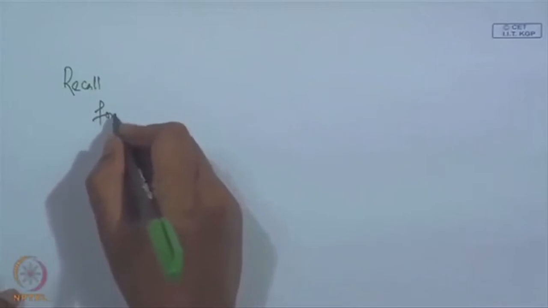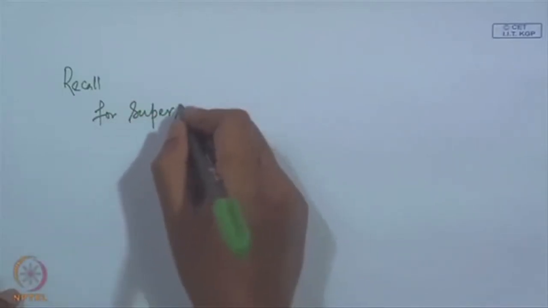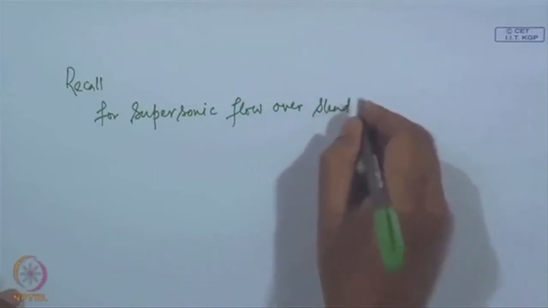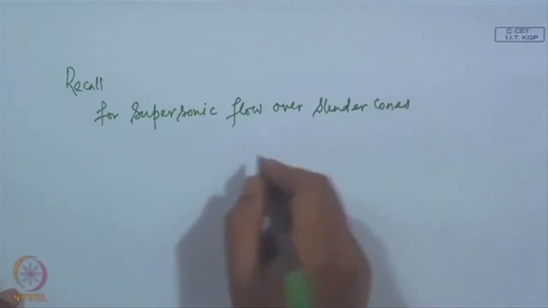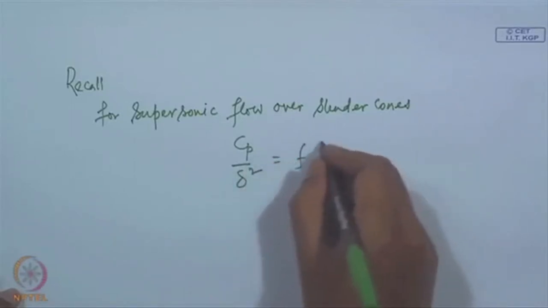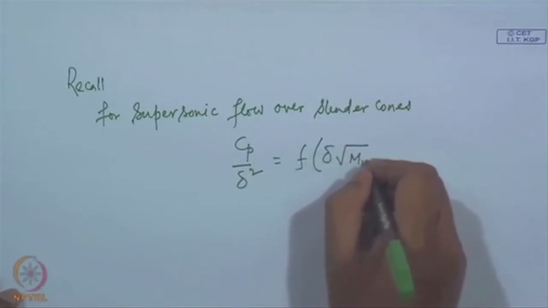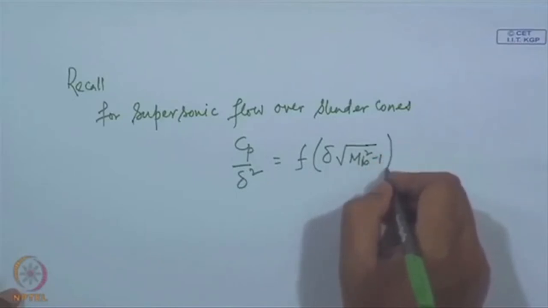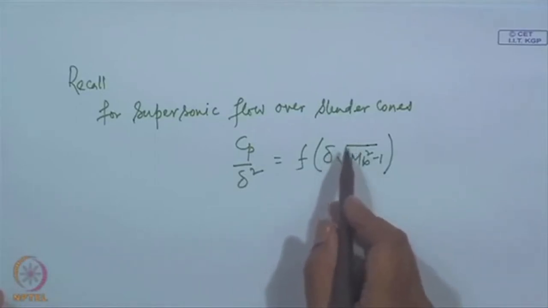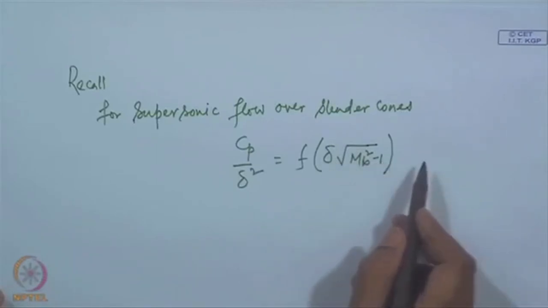Particularly, we may recall for supersonic flow over cylinder cone, we had Cp by delta square is a function of delta root over M infinity square minus 1. In particular, for slender cone, this function is explicitly known, which is log of 2 by delta root over M infinity square minus 1.